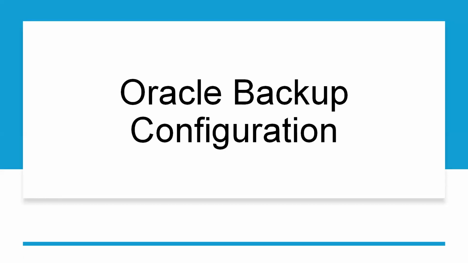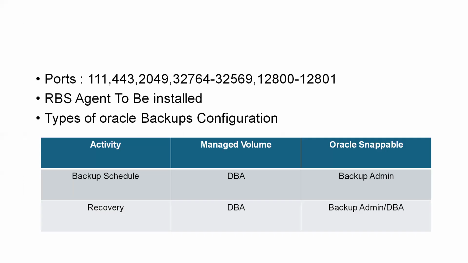Today we'll learn about Oracle backup configuration in Rubrik. So what are the prerequisites for Oracle backup configuration? Ports to be open: 111, 443, 2049, 32764, 32769, 12800 and 12801. These are the ports required. These ports should be open bidirectionally between the Rubrik cluster and the Oracle host, and the RBS agent should be installed on the Oracle host.